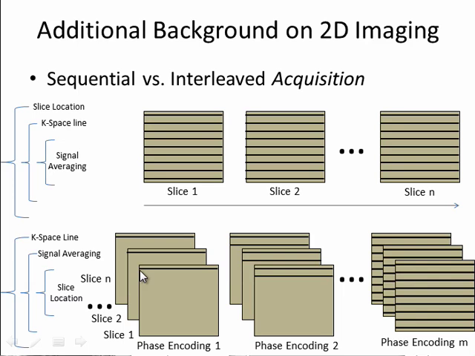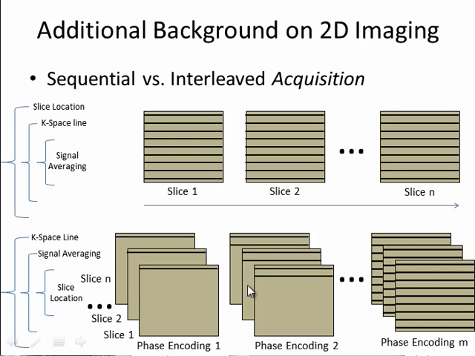It would be acquired, and then averaging would be performed for the next average, first slice location, inner loop. Then we would go to the next slice, gather that k-space line, go to the next slice, gather that k-space line. Then we go to another slice location. Then we go to the next phase encoding or the next k-space line.